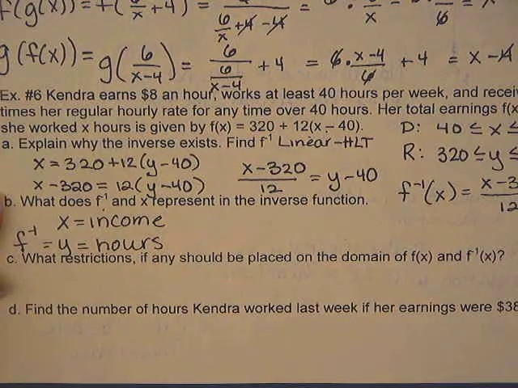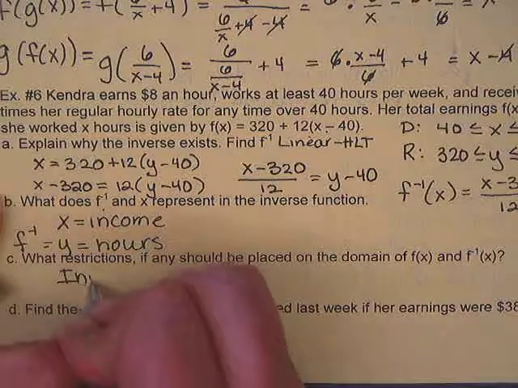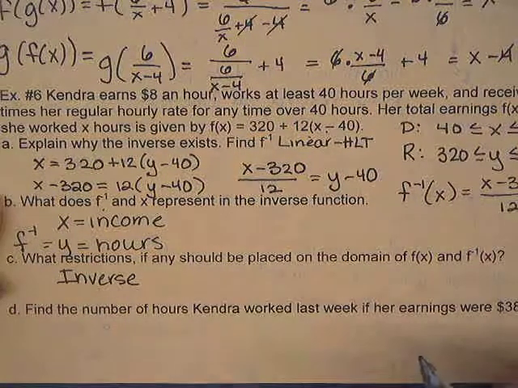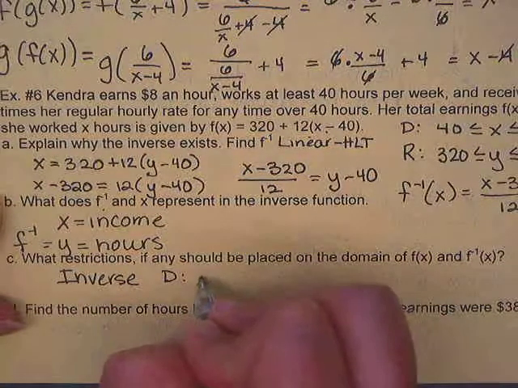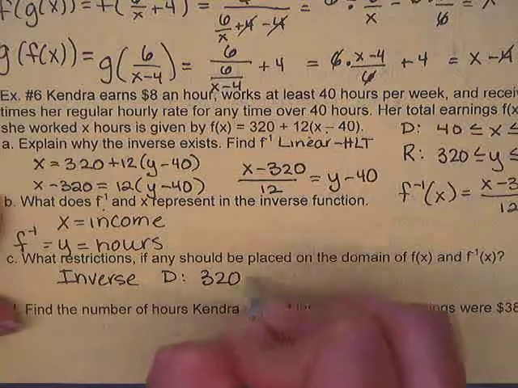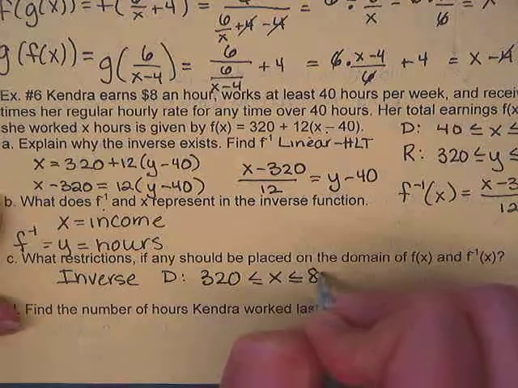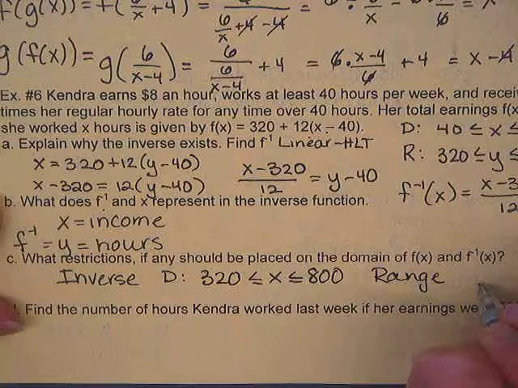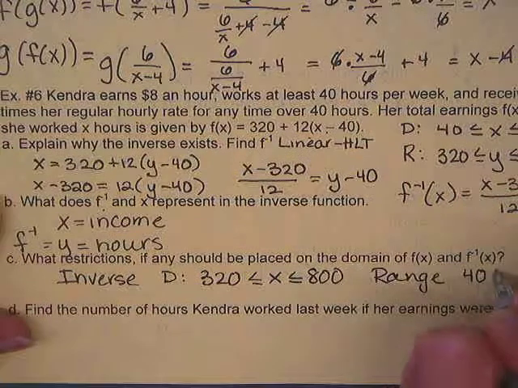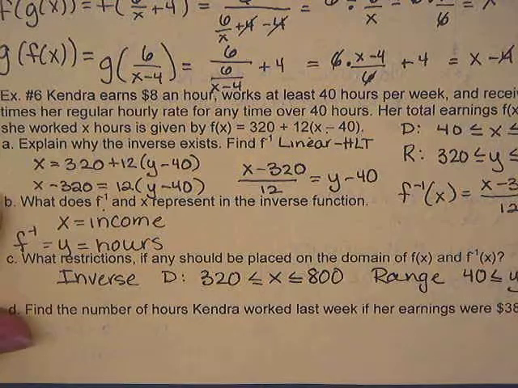The domain restrictions we have listed above for the original function, for the inverse function, they're going to switch. So the domain would be from 320 to 800, and the range would be 40 to 80. Her number of hours will be between 40 and 80.